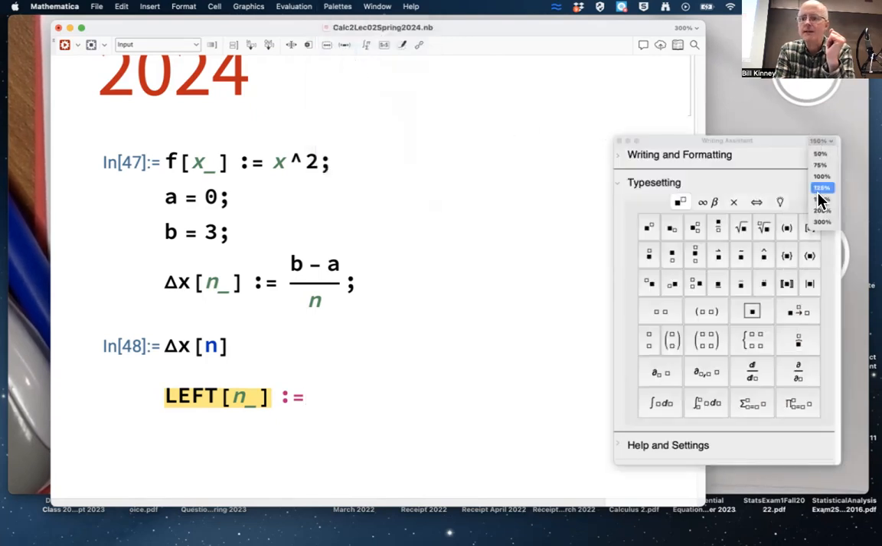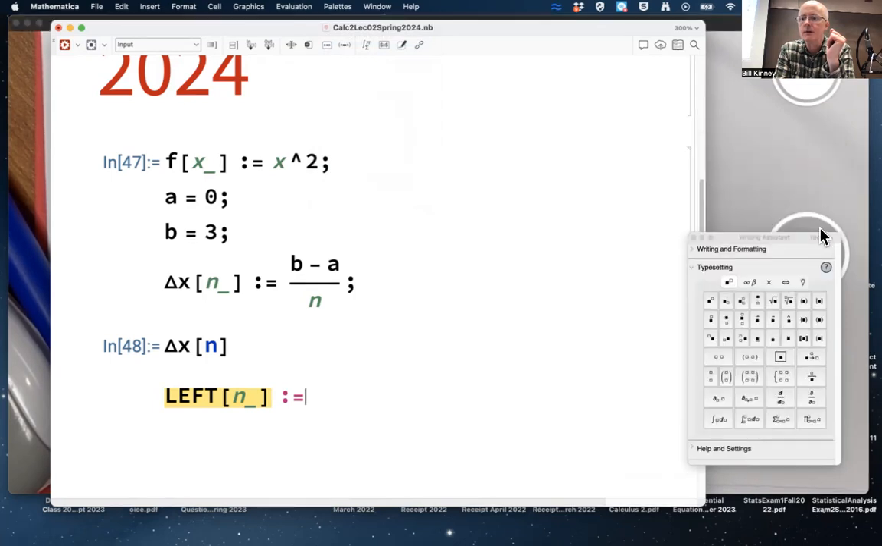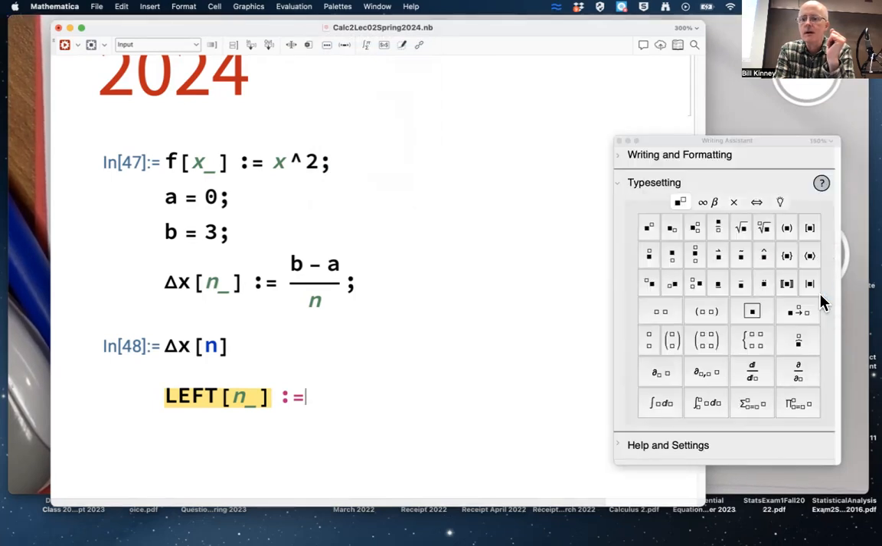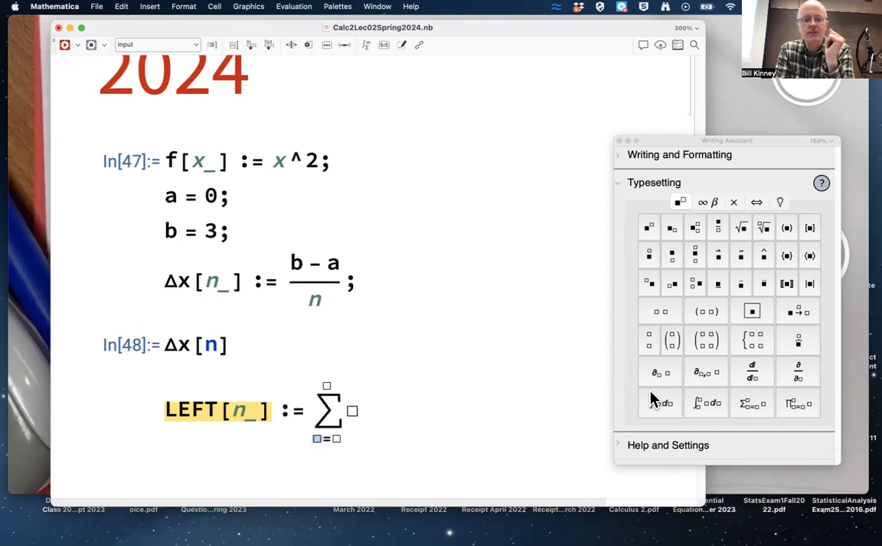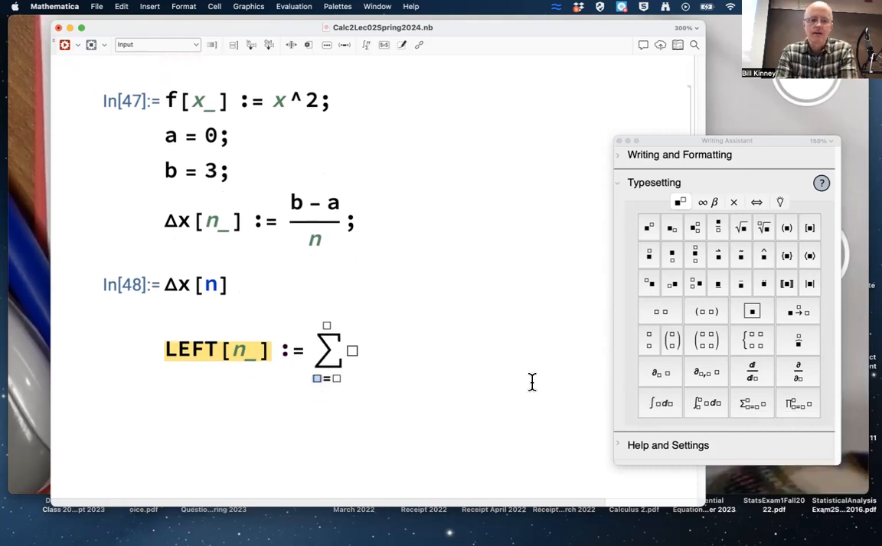It's fairly big. You can make it small too. If you've got your cursor on the right spot, there's a summation button you can click right here. Click it. Boom. There's a summation. Type an i. Tab over to the next box. Type a 0. Tab up to the next box. Type an n minus 1. I just tab to get to those boxes. You also can, instead of tabbing, just click on the box.